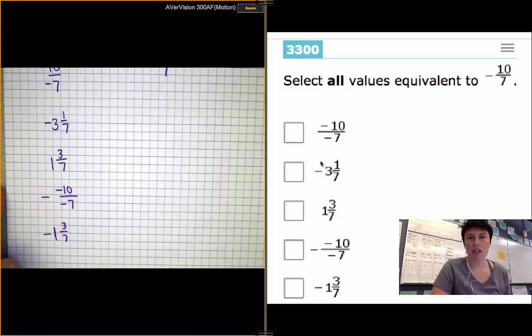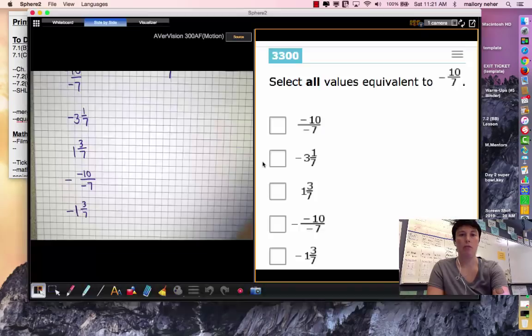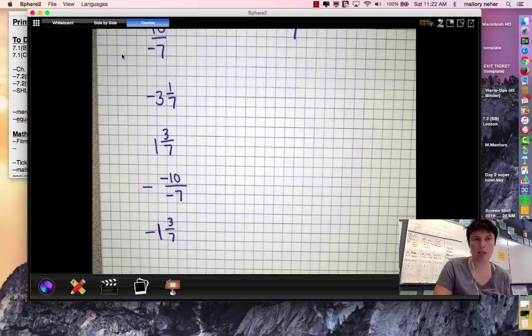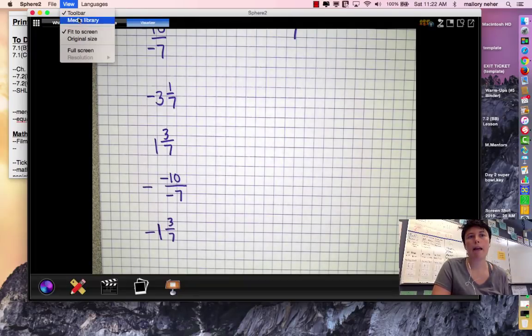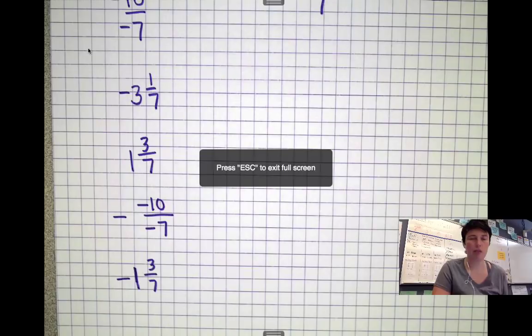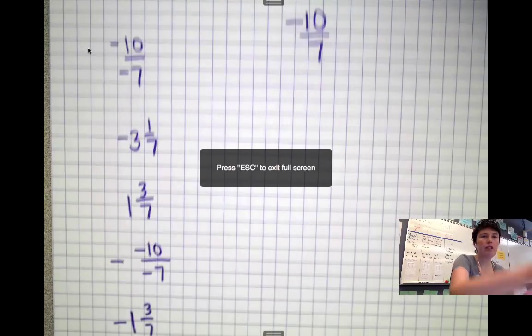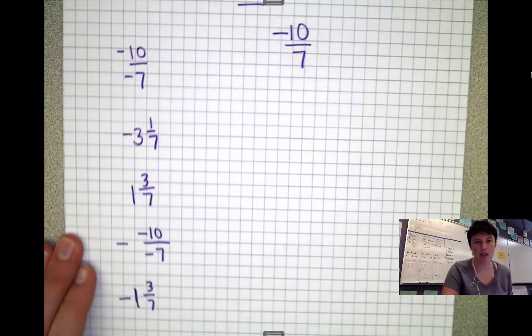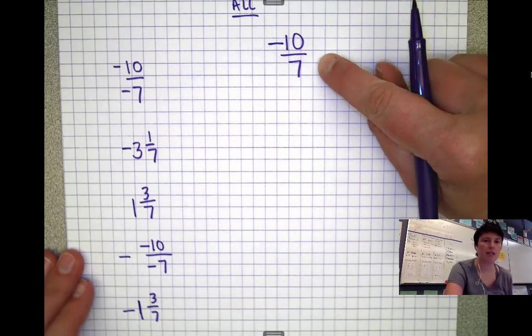Okay, so I don't think I need to look at the question at this moment in time. I think we can just focus on my scratch paper now. So I'm going to switch to my scratch paper here for a moment. And let's go full screen so we can see this all the way. So I have all these options that I get to go through, and I get to figure out which one of these is the same as this, negative 10 sevenths.